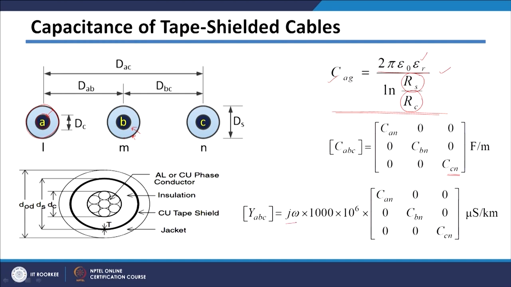You just have to multiply by omega, then to convert into per kilometer we need to multiply it by 1000, and to convert from farad to microfarad, or from Siemens to microsiemens, you need to multiply it by 10 raised to 6. So, in that case your shunt admittance matrix will be given by this equation. So, this is how we have seen how to get the impedance and shunt admittance for cables, and we have seen that we can use the same equations which we have derived for overhead line for the cable also.